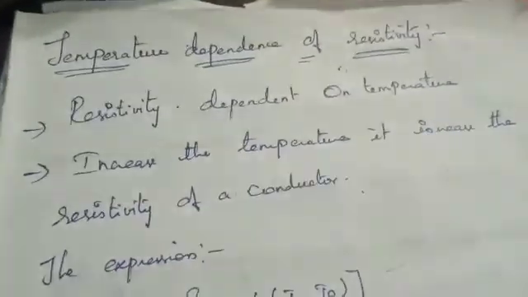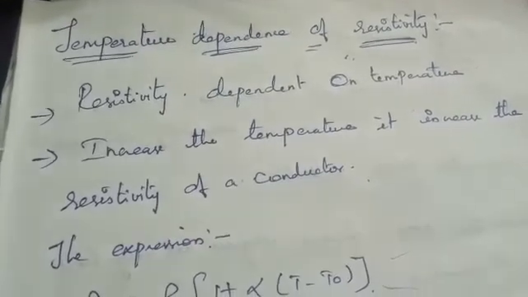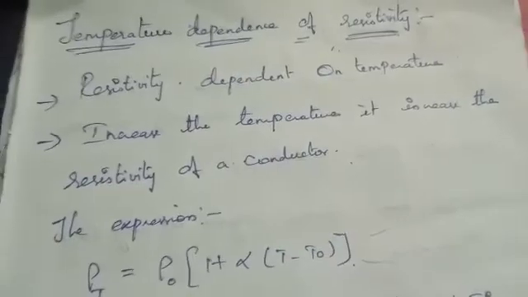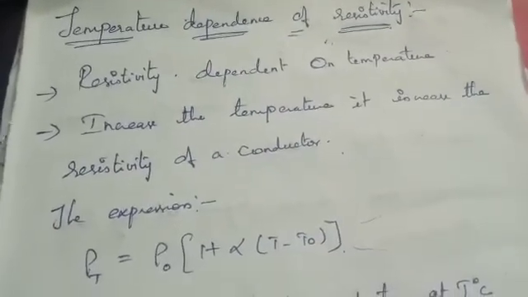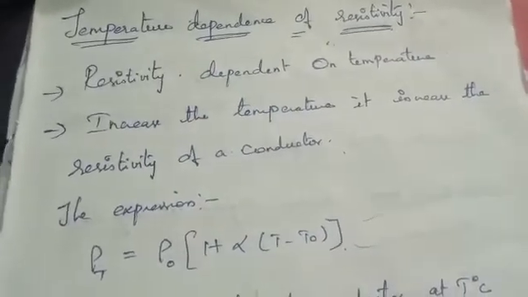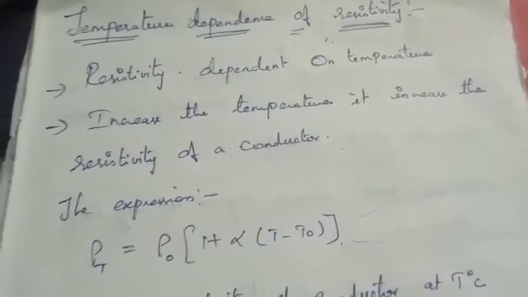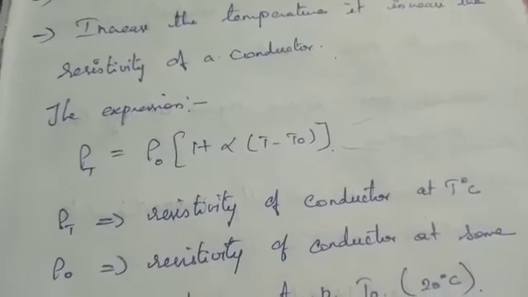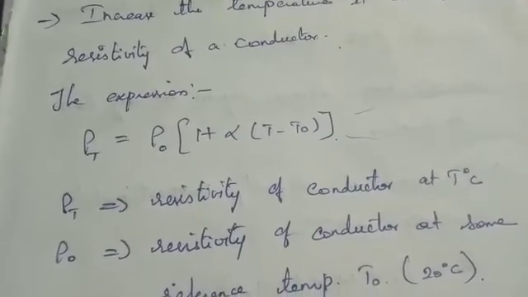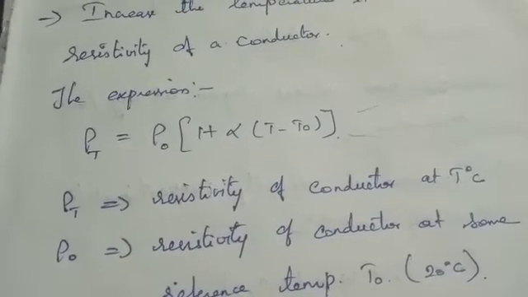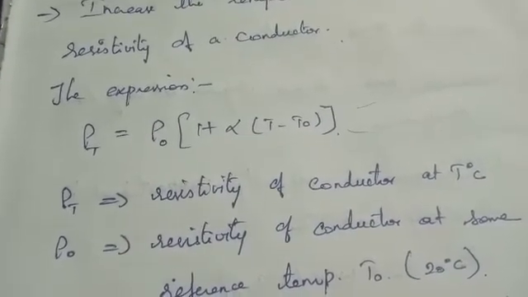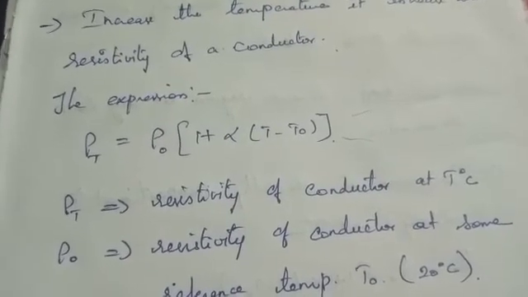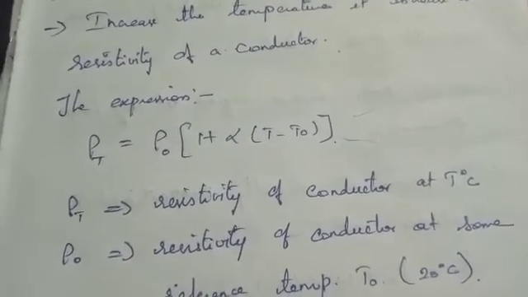So the next topic, temperature dependence of resistivity. Here the resistivity depends on temperature, because when the temperature increases, the resistivity of the conductor also increases. For example, we have to see one of the expressions. This expression was already derived by scientists and given, so you have to memorize it. Rho t is equal to rho naught into 1 plus alpha into t minus t naught.